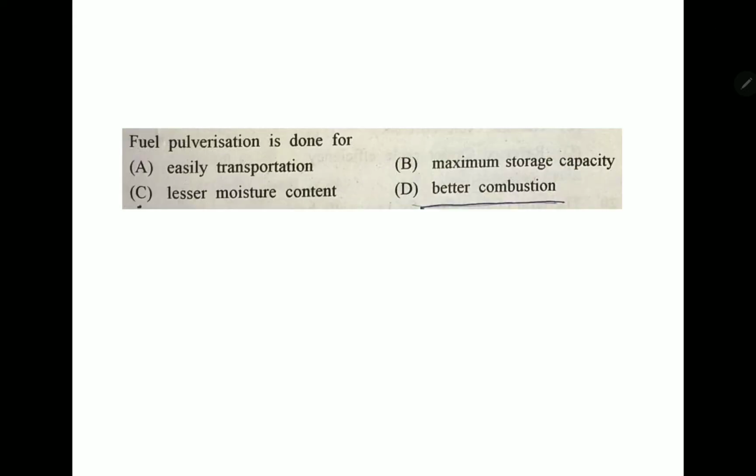Entropy is expressed as a function of pressure and temperature. Fuel pulverization is done for better combustion. The purpose of a choke in a car is to start in cold weather, because when we apply the choke, it will stop the entry of air, and due to this only rich fuel will enter into the combustion chamber. So this will help to start in cold weather.